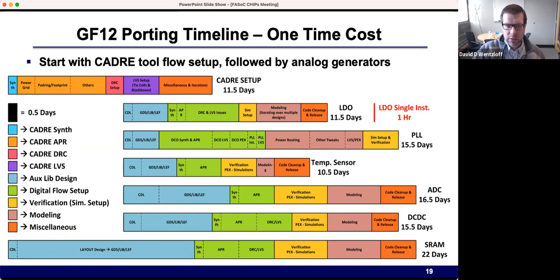I asked all the students to measure the time it took to port from 65 to 12, and this is what they reported. The Cadence setup took about 2 weeks. That's our digital flow, so we had to set our digital flow up, and that took about 2 weeks. But then every generator took on average about 2 weeks. The SRAM took a little longer, but everything else took about 2 weeks. These are 8-hour days, 7 days a week, is what I told the students to assume. So about 2 weeks of a single designer's time to port from 65 to GF12.